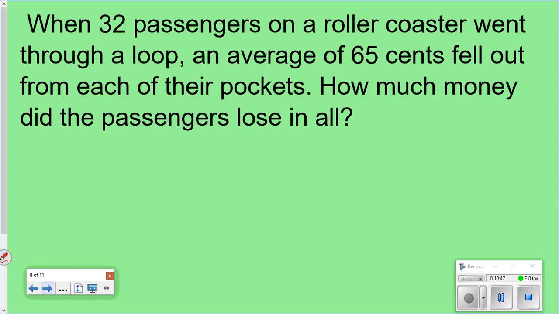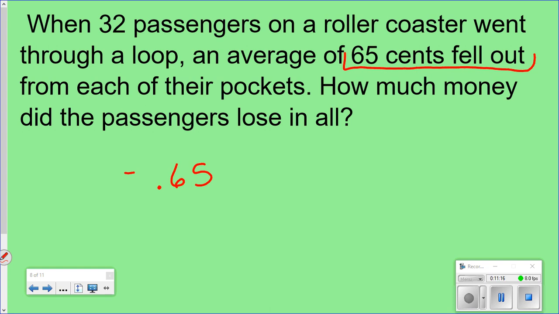65 cents because they lost money. Remember the first day when we talked about absolute value and it said, write the integer for a profit of $3 or you lost 21 yards? You remember doing that? Okay, so they're going to have you put that into use here. If you lost 65 cents, this is what it should look like: -0.65. That's 65 cents with a negative in front of it because everybody lost 65 cents out of their pocket.